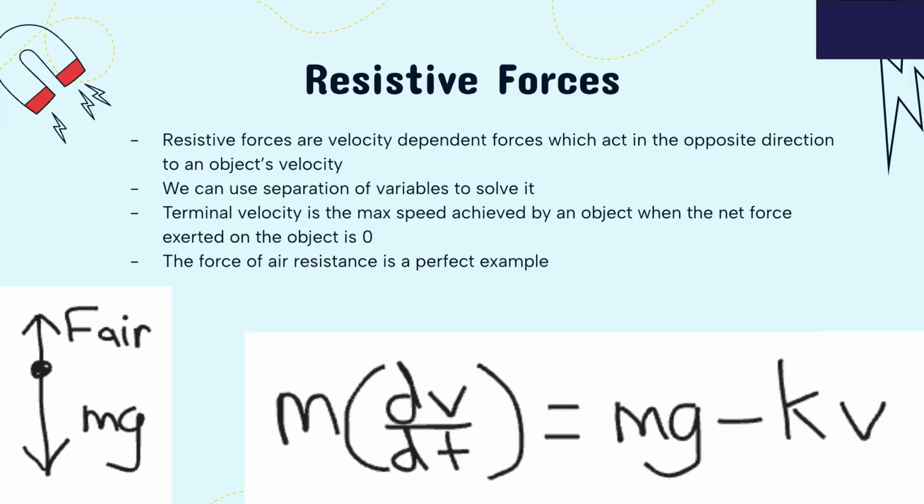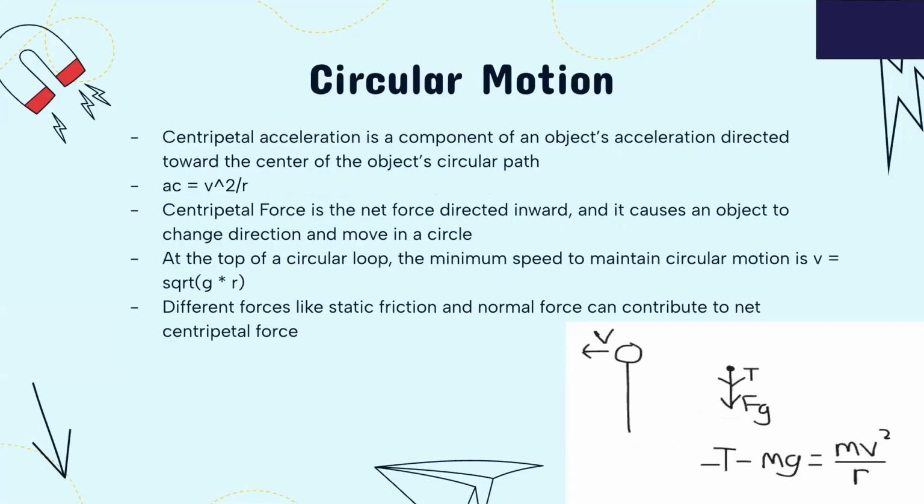So here's how you do it. Newton's second law: ma is equal to the net forces exerted on an object. You do m dv/dt, because dv/dt is also equal to acceleration. That's equal to mg minus kv, where kv is the force of air resistance. Then you separate all the v's onto one side, and all the non-v's and the dt on the other side, and then you just integrate and solve.